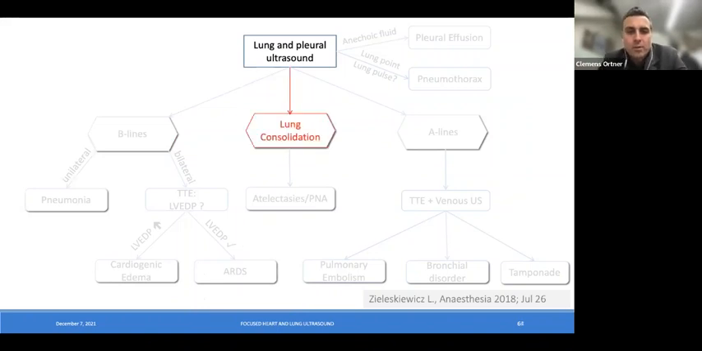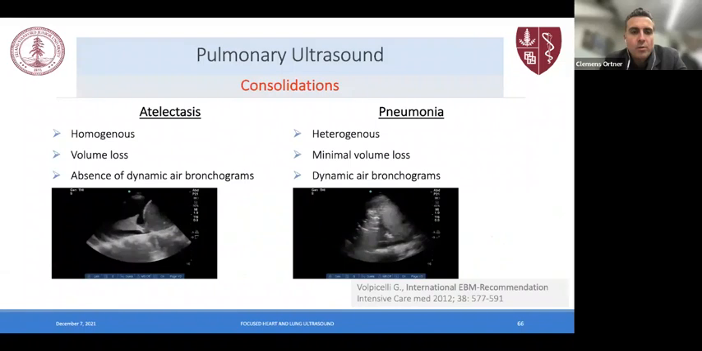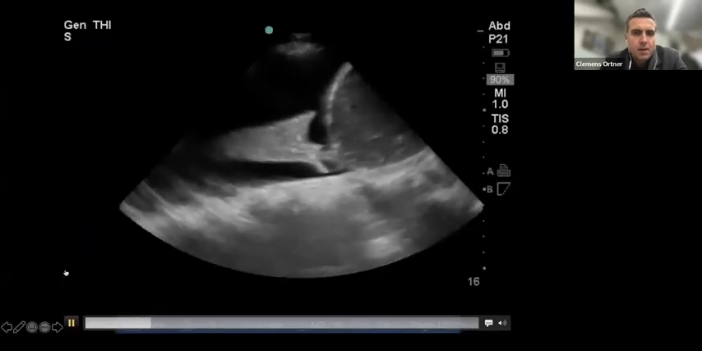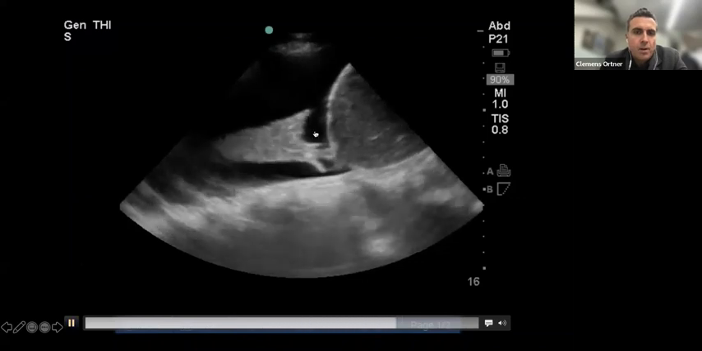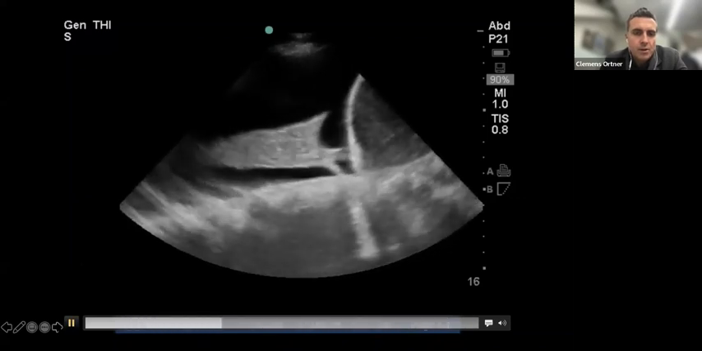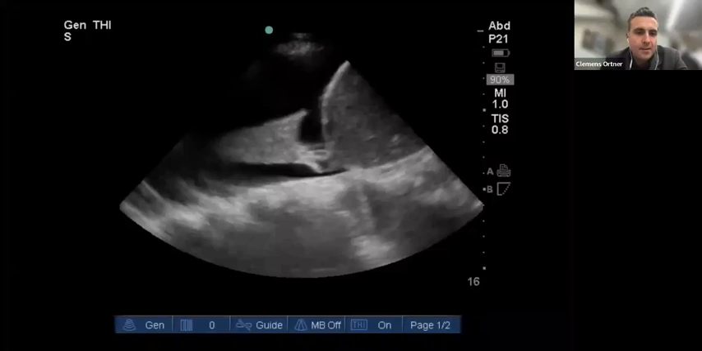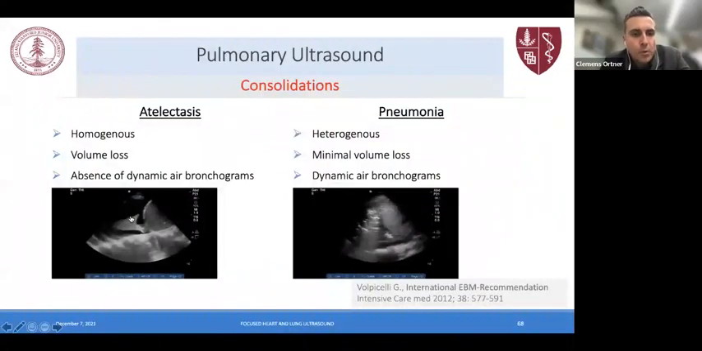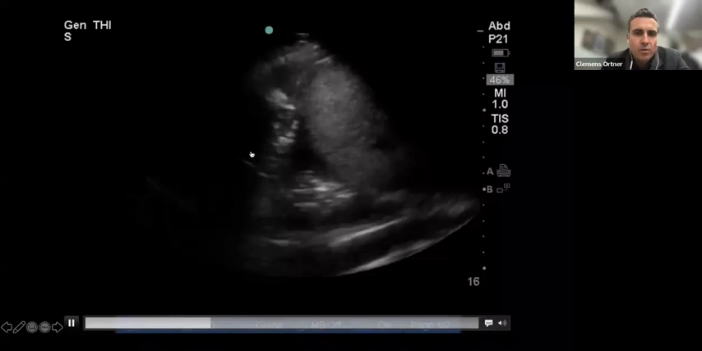Okay, how does a lung consolidation look? If you find lung consolidations, then this is indicating either atelectasis or pneumonia. So how can you differentiate? This is typical for a lung consolidation, for atelectasis, where you see that it's much more homogeneous. You have a volume loss and you have an absence of a dynamic air bronchogram. So if you compare here, it's not very homogeneous.